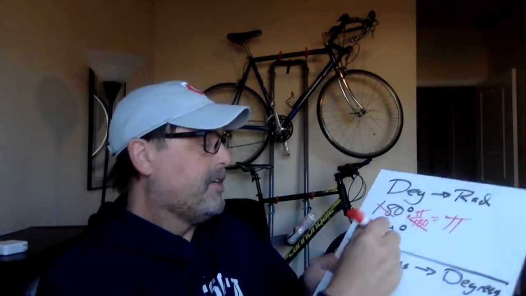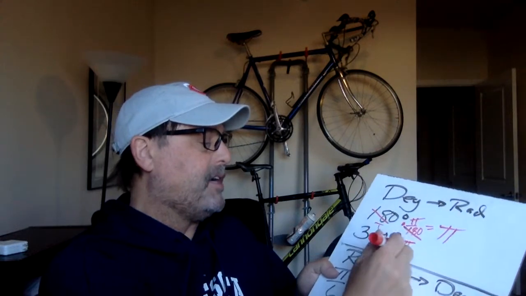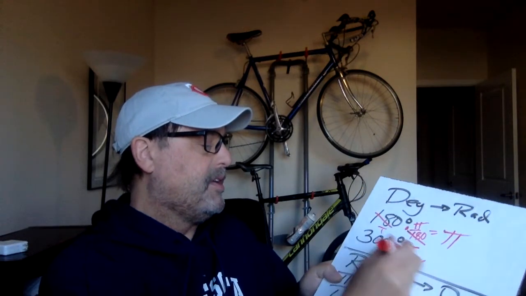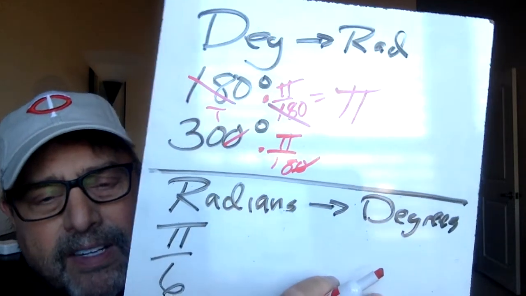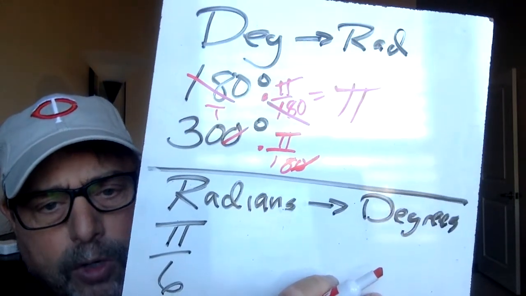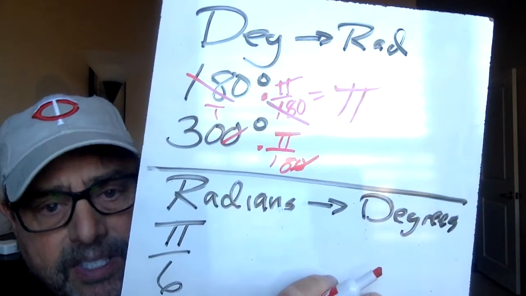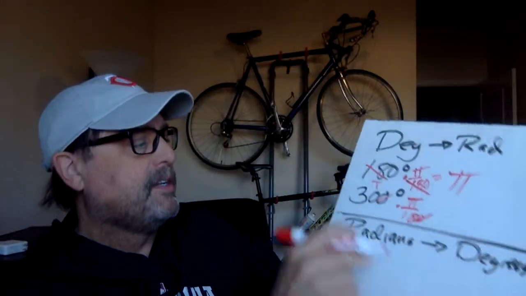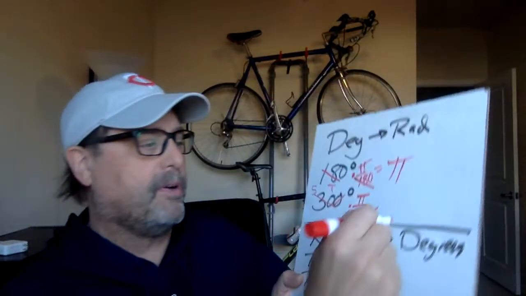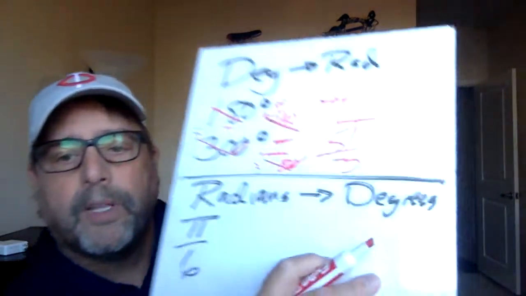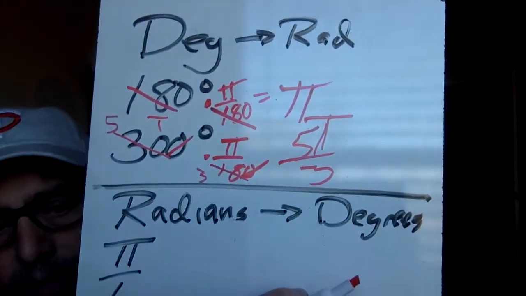Nice. The 300 degrees, take it times pi over 180. The 10s cross out, so I've got 30 pi over 18. 2 goes into both of those. 6 goes into both of those. 6 goes into 30 5 times. 6 goes into 18 3 times. On top, we're left with 5 pi over 3. That's a really bad pi. 5 pi over 3.